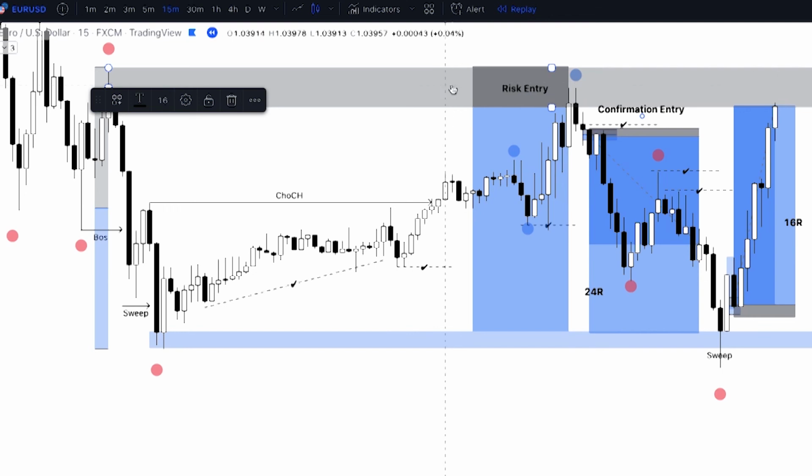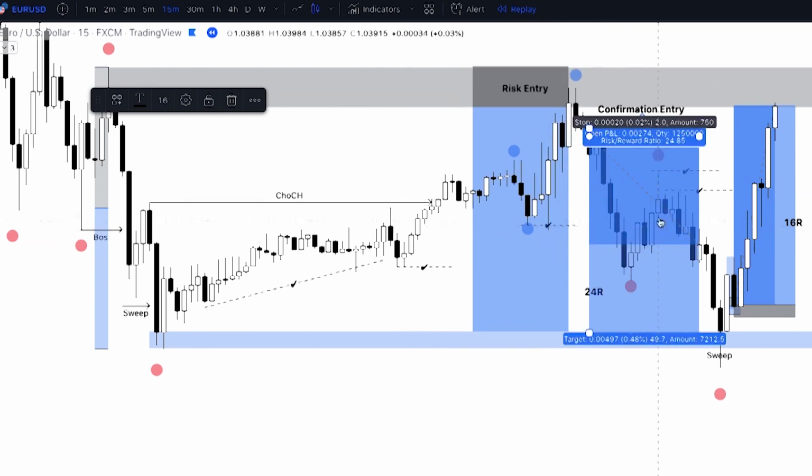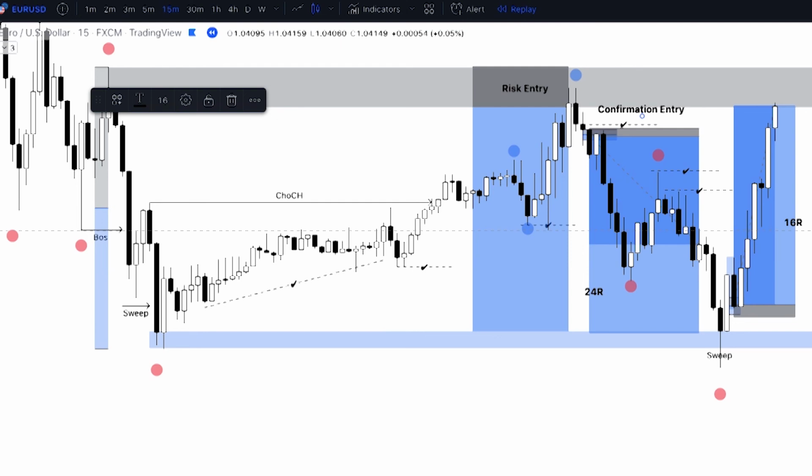Suppose you risk $100 here, you get only $500. By risking $1, you get $5. But by risking $1 or $100, we can make $2,400, 24 times the risk to reward that we get on a confirmation entry. So I always try to enter on confirmation entry. I avoid risk entry, and we manage to get a good risk to reward.